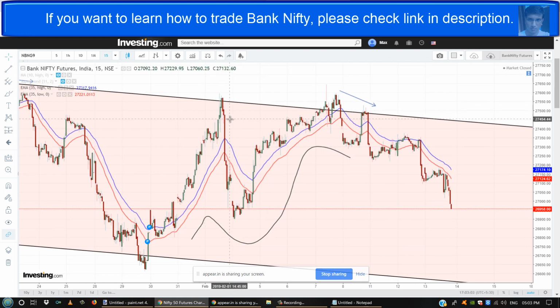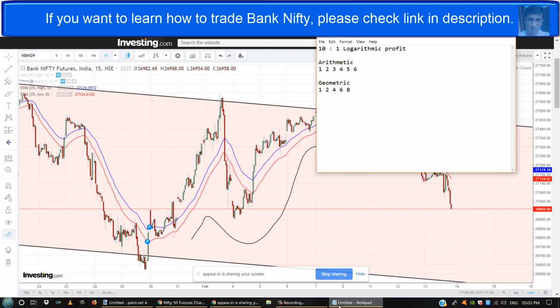The fact is that in a downtrend the maximum profit you can make is a geometric profit. You cannot take exponential or logarithmic profits.